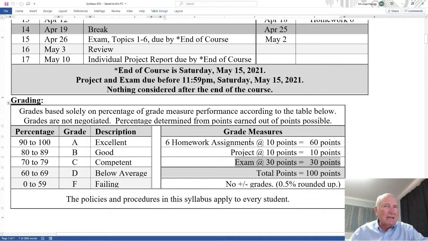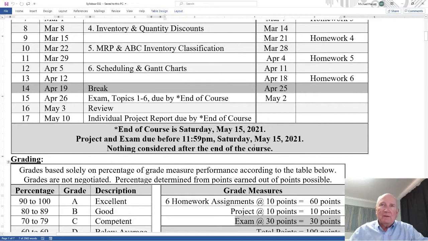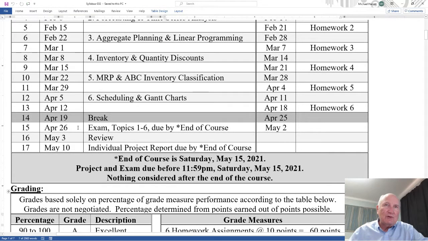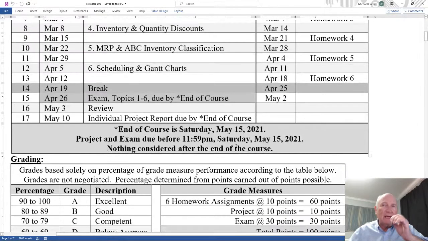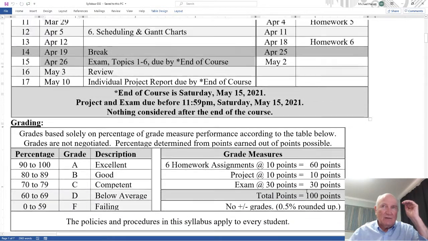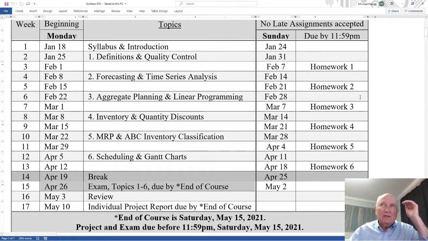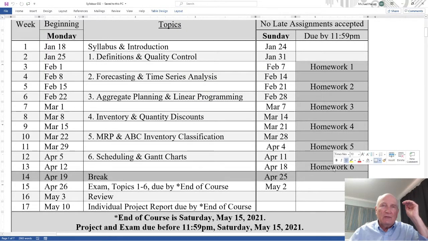I hesitate to say it up front because sometimes people take advantage of it. Don't take advantage of it. Be careful. What I'm going to say is I have this policy: if the percentage grade on the exam is greater than the percentage on a homework, then I'll replace that homework grade with the exam grade for only one. If your lowest homework grade is lower than the percentage exam grade, then I'll replace that homework grade with the exam grade.